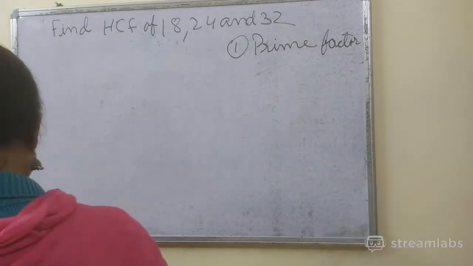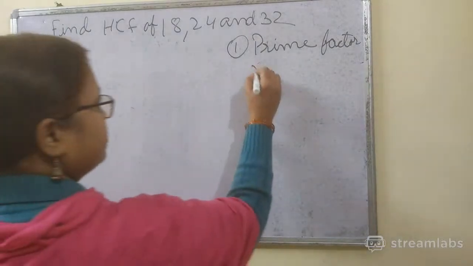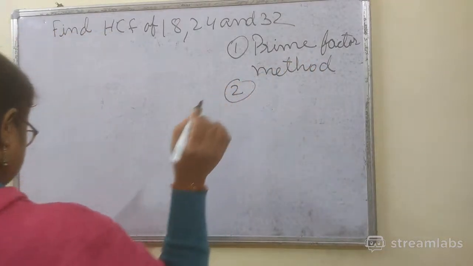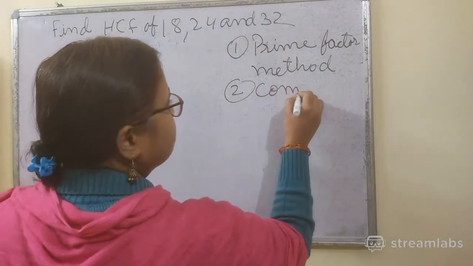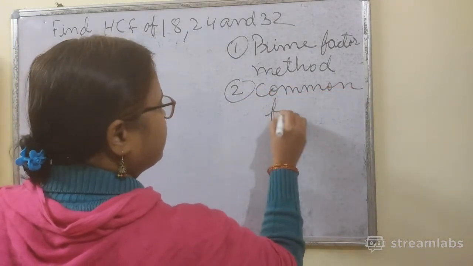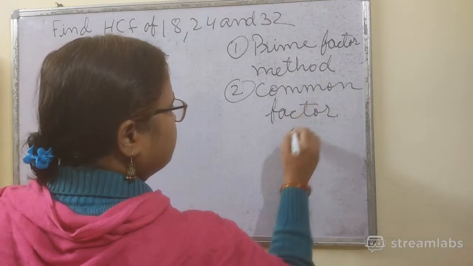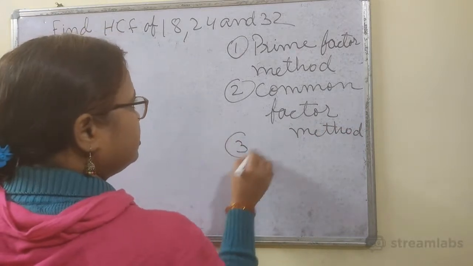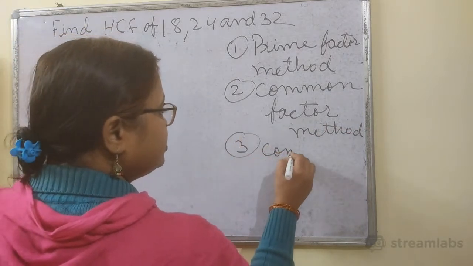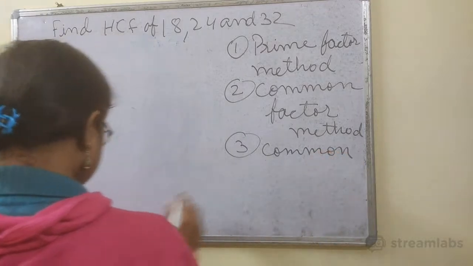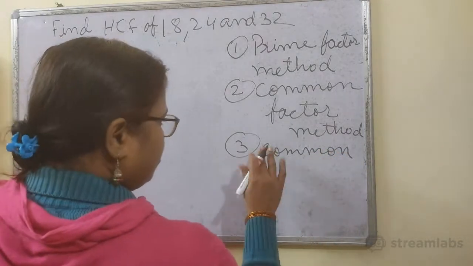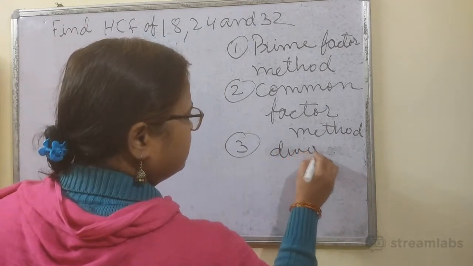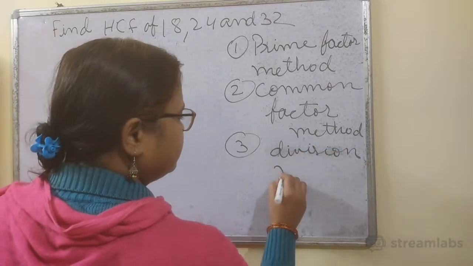First method is prime factor method. Then the second method is common factor method. And third is common division method. Common division method we can write, or simply we can write division method.